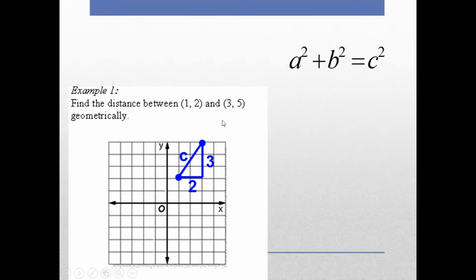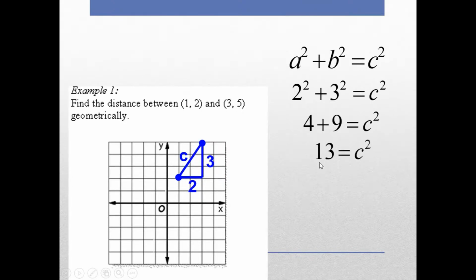The A and the B are the two sides that are either horizontal or vertical. So substitute those in for A and B, square them, add them together, and then to solve for that missing side or the distance between the points, you just square root. So you end up with 3.61.